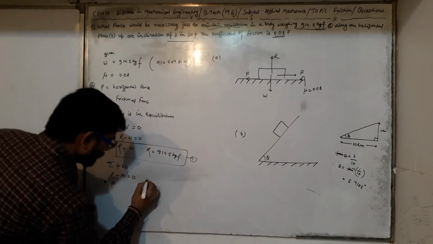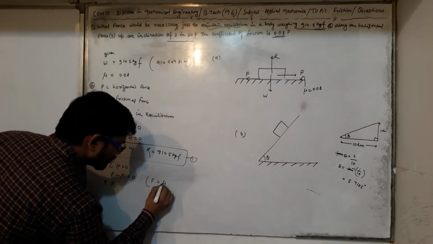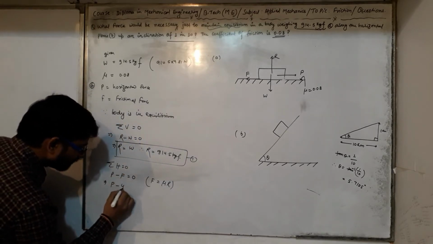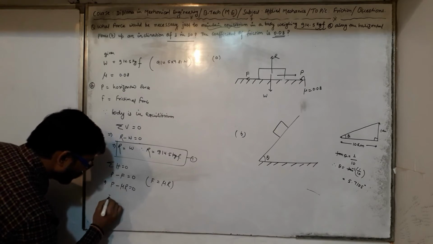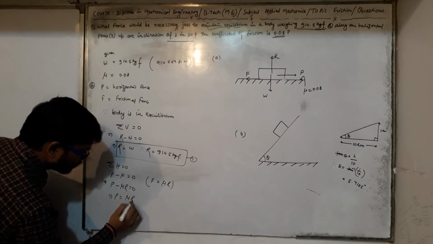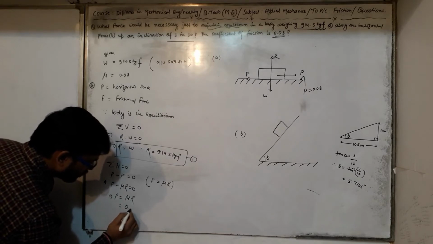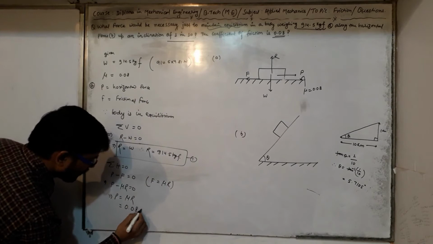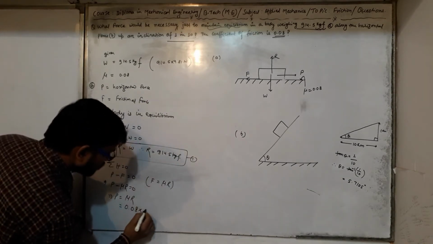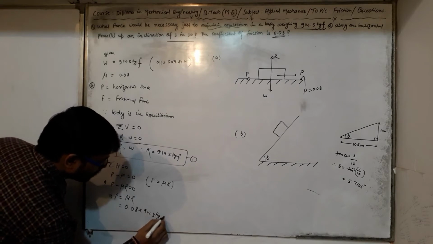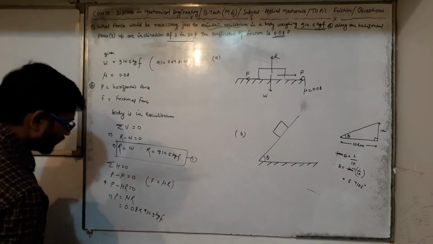Now F, the frictional force, is nothing but mu times the normal reaction. Putting mu times R, P minus mu R equals 0, so P equals, transposing to the right-hand side, mu times R. Putting the corresponding values, mu is 0.08 multiplied by R, and R is 914.5, and this whole value is in kgf.